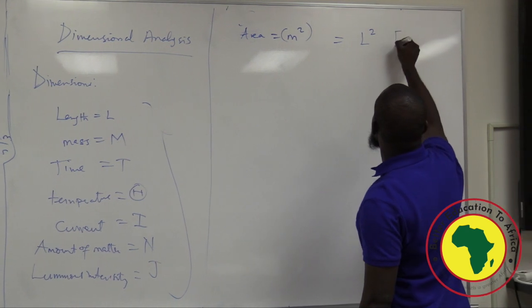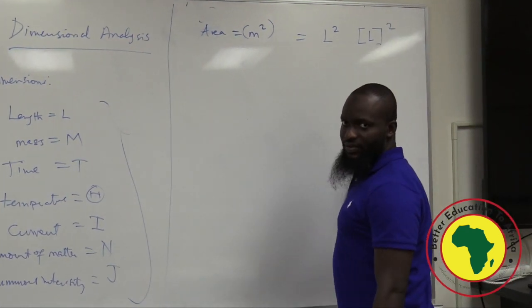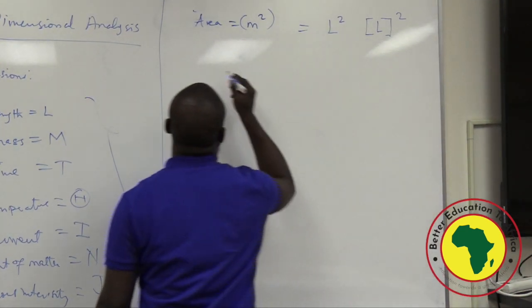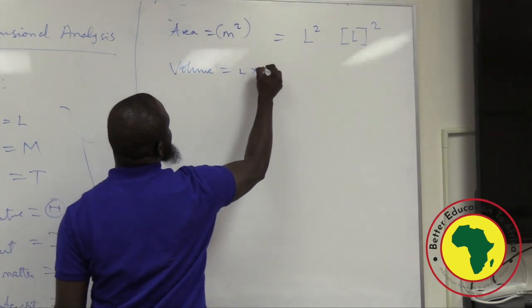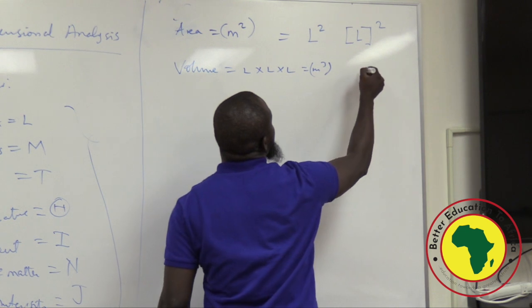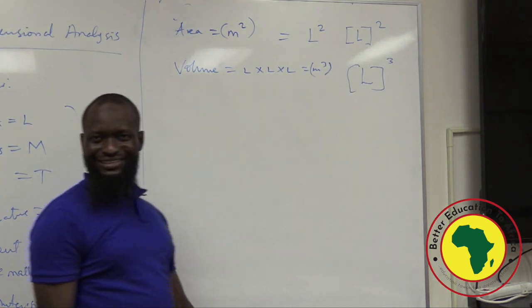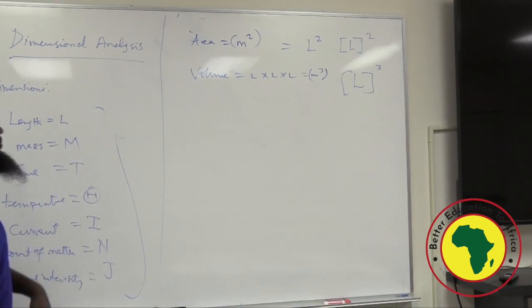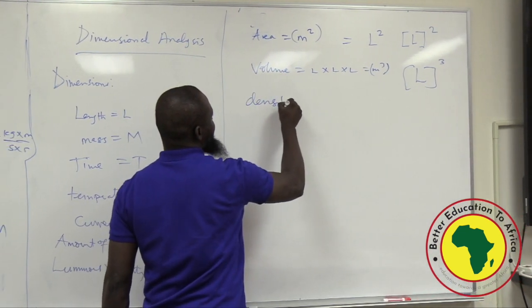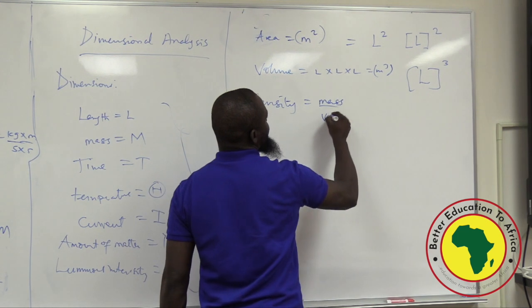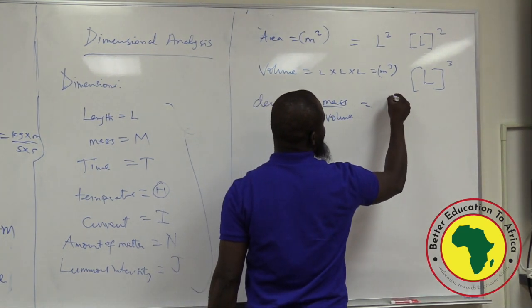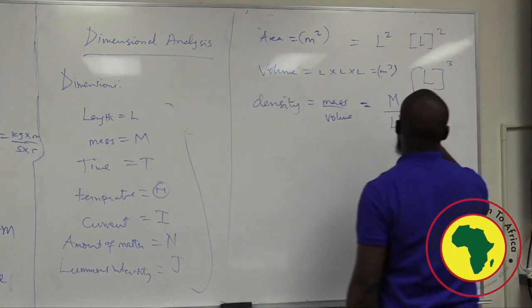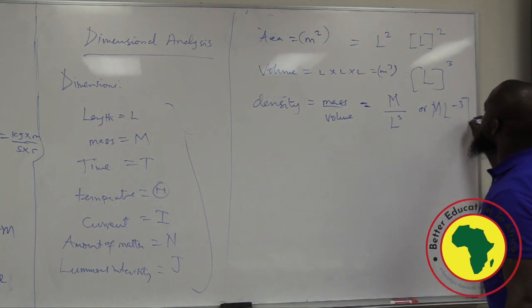Sometimes we put the L in braces like this and say L squared. When I write a dimension, I assume it is in those braces. What is the dimension of volume? Volume is length times length times length, which is meters cubed. That's the unit. So the dimension will be L cubed. Are you getting it now? Just represent the dimension of that particular quantity in the unit. Density is mass over volume. Mass is capital M, volume is L cubed. So the dimension of density is M over L cubed, or M L to the negative 3.